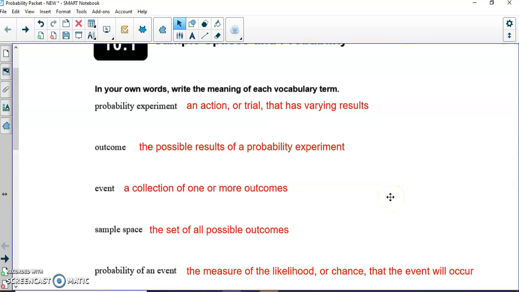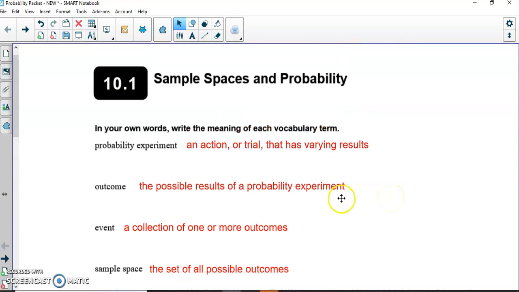Yeah, so today we are going to talk about probability and specifically sample spaces and probability. You learned about probability in 6th grade, so this is kind of the more advanced probability chapter.